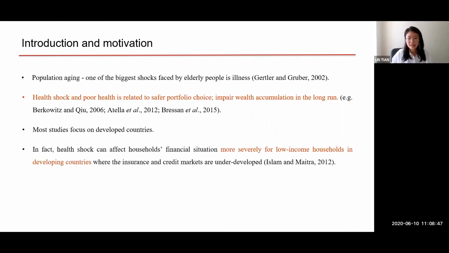Actually, studies show that health shock can affect households' financial situation more severely for low-income households from developing countries, where there's a low level of financial inclusion and an absence of adequately protective health insurance. So most of these people may hold all of their financial assets in the form of safe assets, and they may even hold all of their safe assets in the form of cash at home under the mattress. But the prior papers looking at health shock and portfolio choice in developing countries failed to take this into consideration. So that's also one of our contributions of this research.